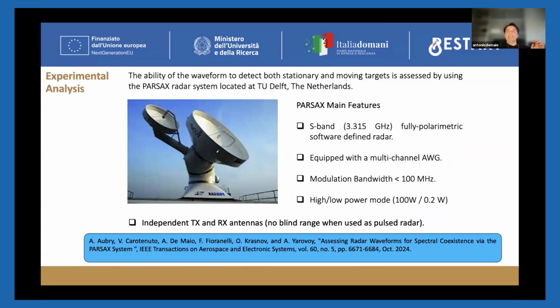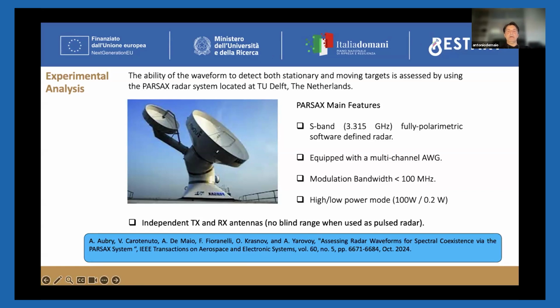After the controlled experiments that we have seen in the previous slides, we were ready to test the approach on a real radar, and the ability of the waveform to detect both stationary and moving targets has been assessed using the PERSAX radar system, which is located at the Technical University of Delft. And here we can see the main characteristics of the PERSAX radar.